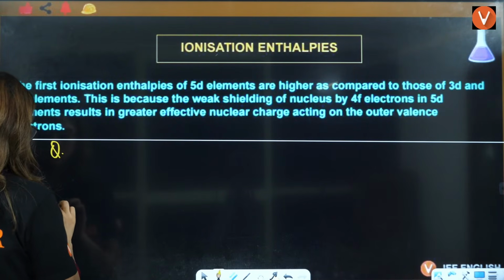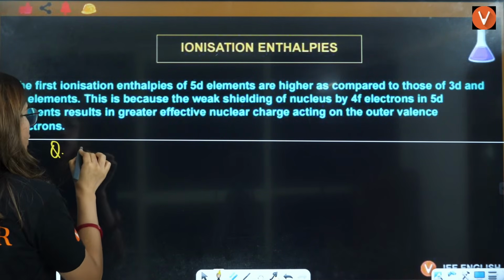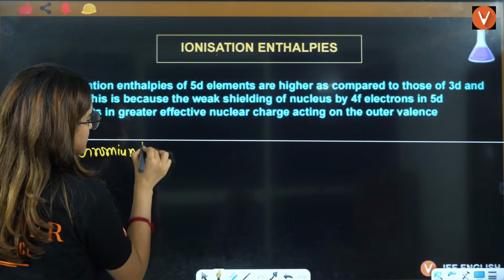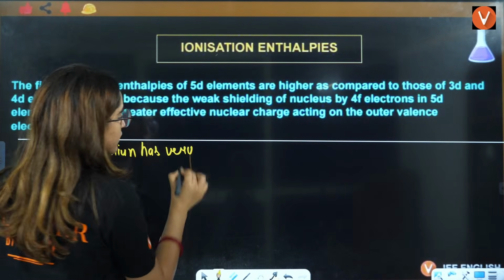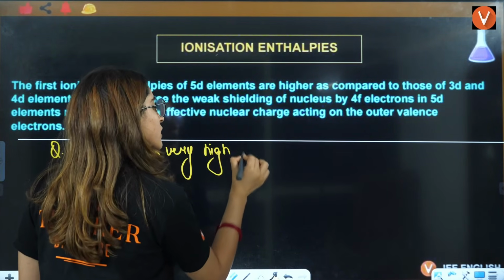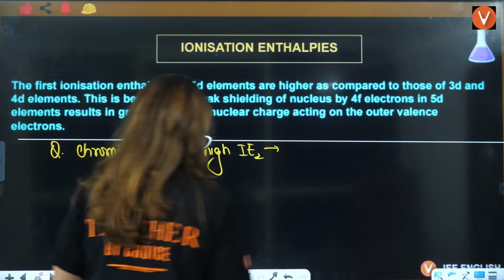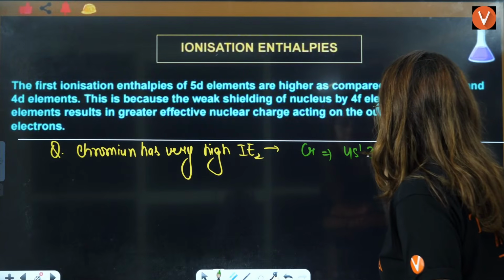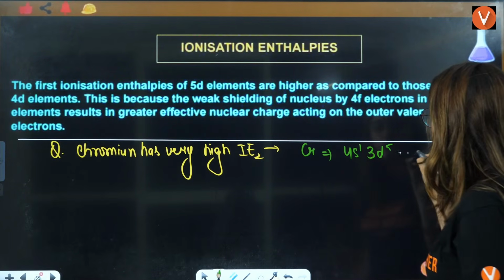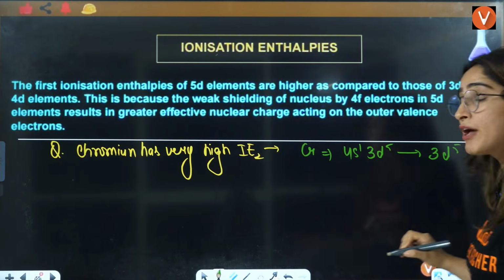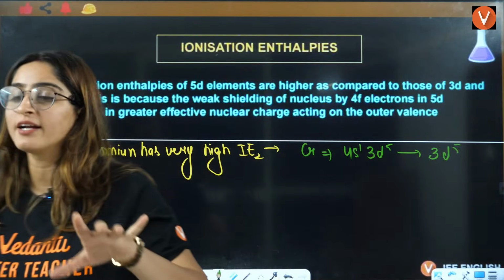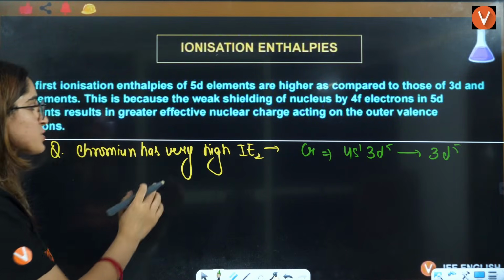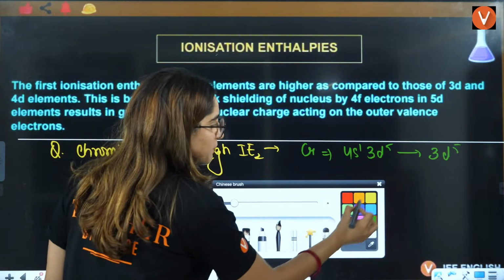In a similar way, the question can be: chromium has very high IE2. Can you tell me why? Because chromium is 4s1 3d5. You take out one electron, it will be converted to 3d5. When you take out the second electron, you are taking it out from a stable configuration, which is very difficult, right? So that's why the second ionization enthalpy is very high.